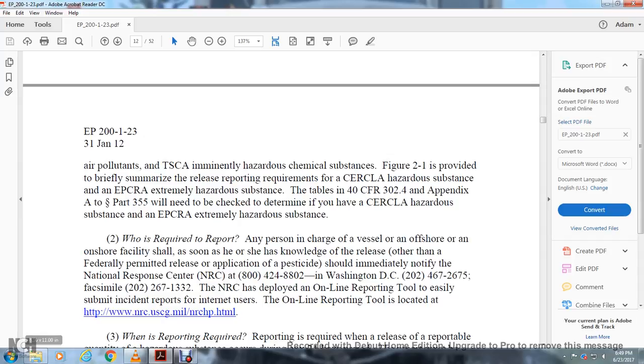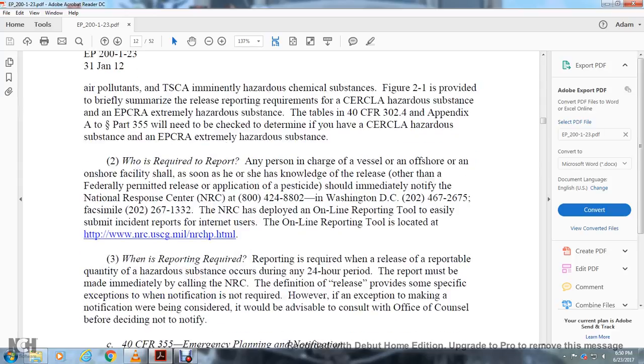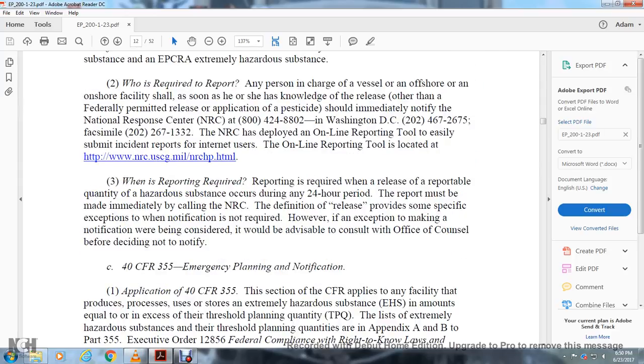The online reporting tool is located with the NRC, U.S. Coast Guard, mil.nrachp. Who is reporting? Reporting is required to release the reportable quantity of the hazardous substance that occurred during the 24-hour period. The report must be immediately called in to the National Response Center for the release, provided with the specific notification required.